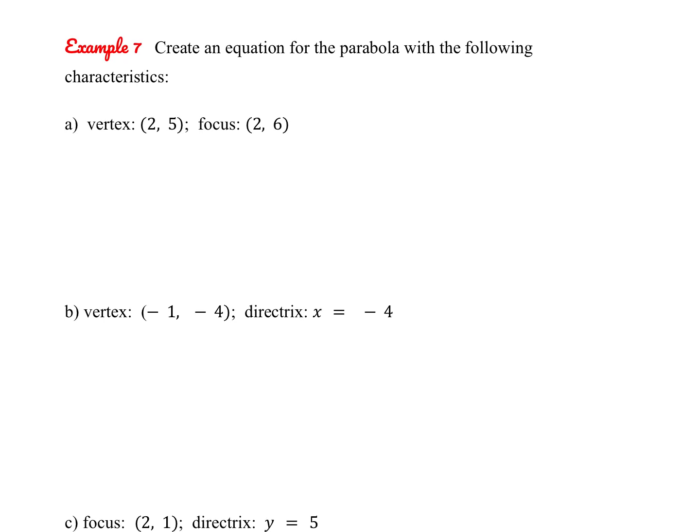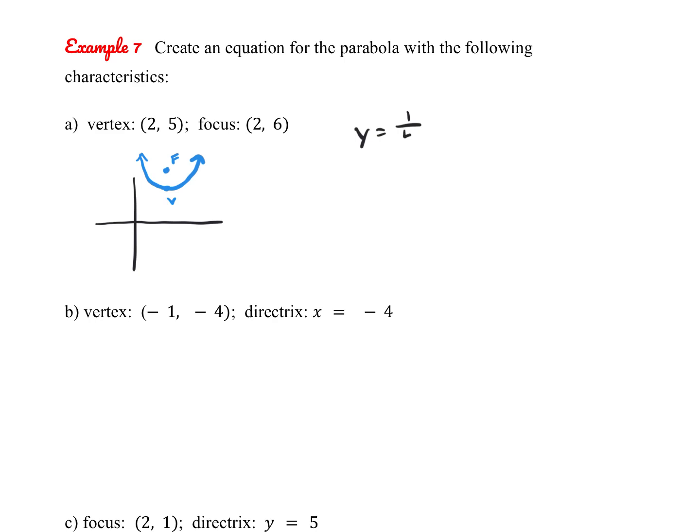So for these, I actually find it really useful to sketch a picture of what's going on. Here I'm told that my vertex is at (2, 5). Again, it's going to be a super, super rough sketch. So let's say my vertex is at (2, 5), and my focus is at (2, 6). I can see that my focus is directly above my vertex, which means that my graph will look like this. So that tells me I'm going to be working with this form.